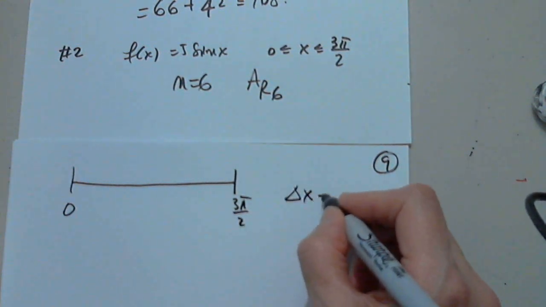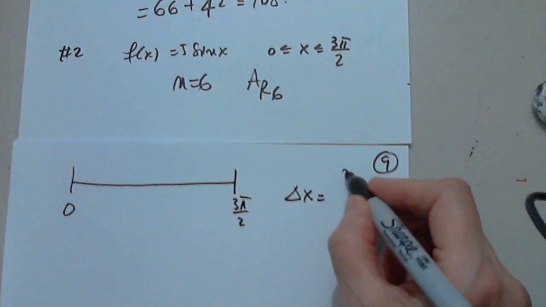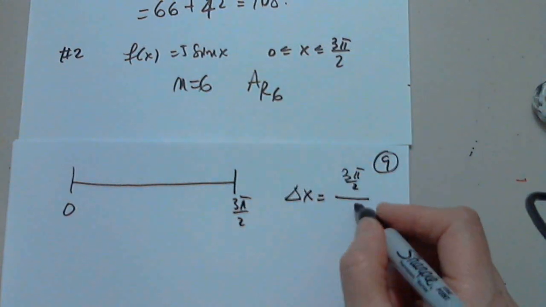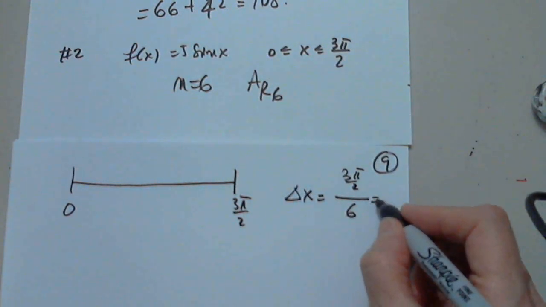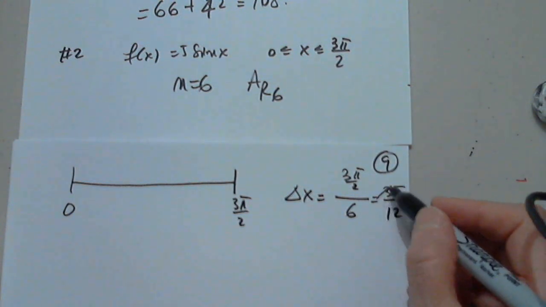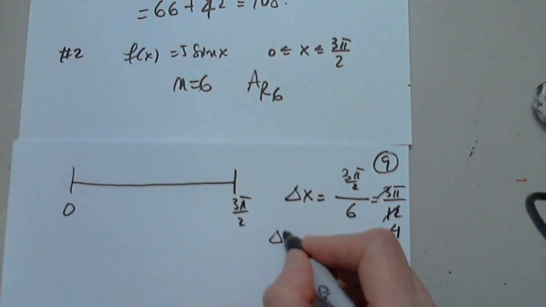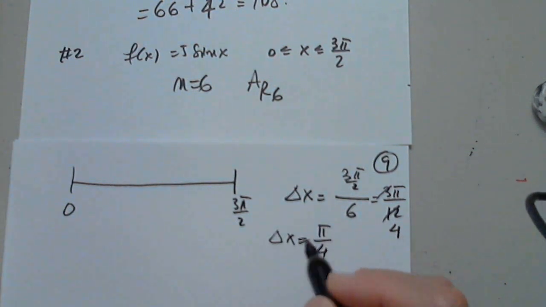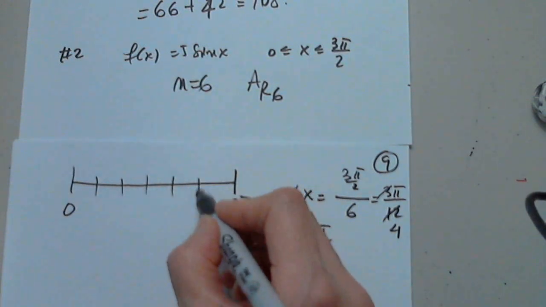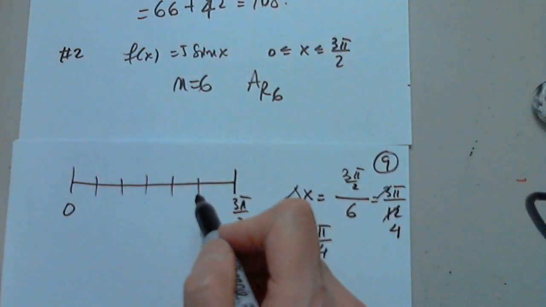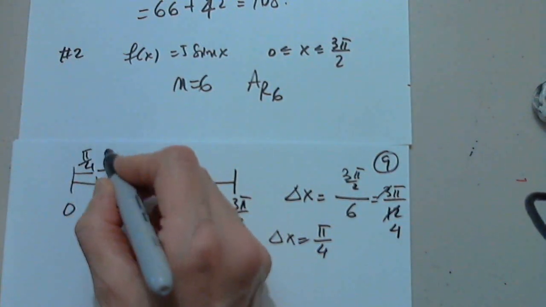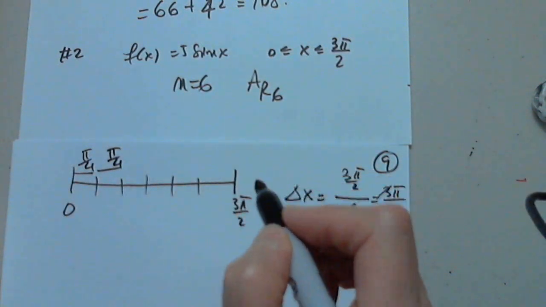I have to find delta x, which is 3 pi over 2 minus 0 divided by 6. And this is 3 pi over 12, so delta x is pi over 4. 1, 2, 3, 4, 5, 6. So this is pi over 4, this is pi over 4, and so on and so forth.